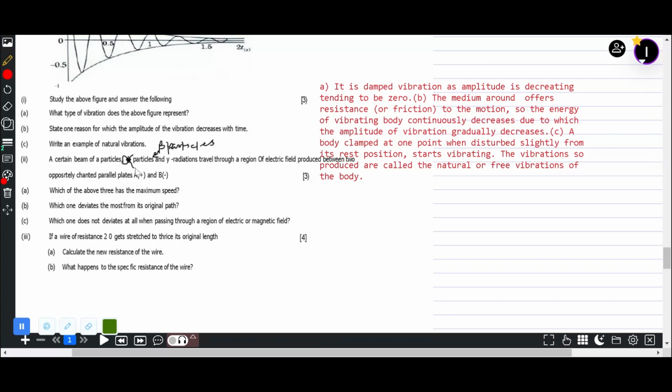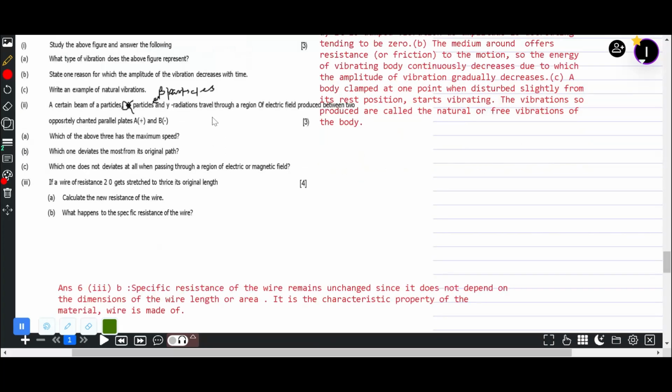A certain beam of alpha particles, beta particles and gamma radiations travel through a region of electric field produced between two oppositely charged parallel plates A and B. So there is an electric field in which all of these three are passing. Presuming these are the two plates, this is plus, this is minus. Field is always from plus to minus, so this is the electric field, and here we are emitting three particles: alpha, beta, gamma.